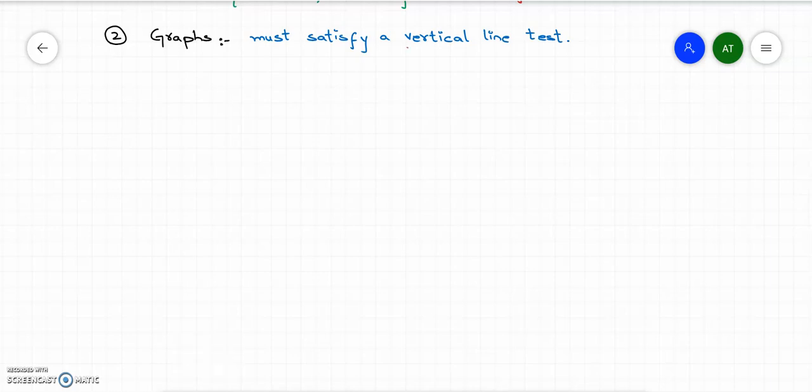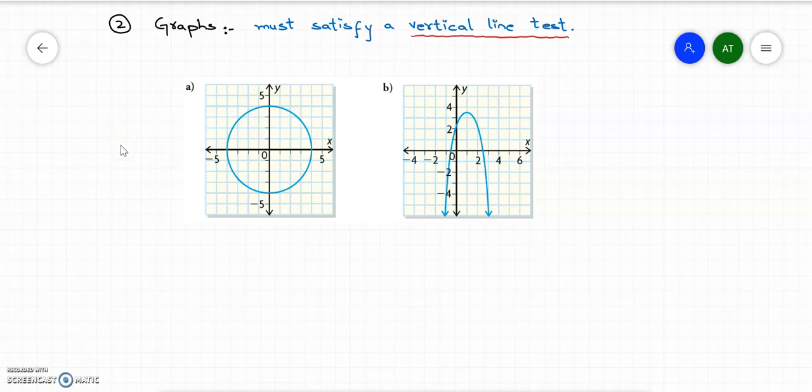The vertical line test is a test where, given any graph, we draw a vertical line on the graph, and when the vertical line meets the curve at just one point, then we can say that the vertical line test is satisfied. Otherwise the vertical line test fails if it intersects the curve at more than one point. Let me take some examples of graphs. We have two examples of graphs. Let's see whether the given graphs are functions or not. We need to apply the vertical line test.